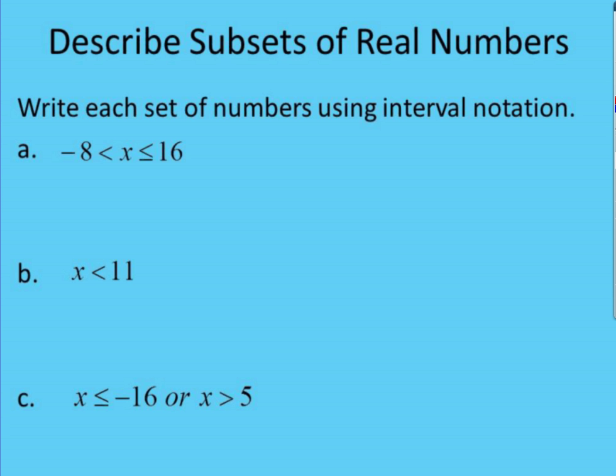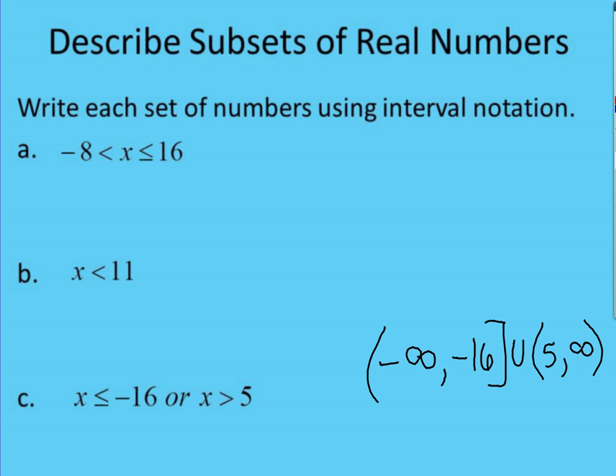On part C, we have two different sets. There's an or in the middle of it. Our first interval is going to be less than or equal to negative 16. It has that equal to part, so it is going to be a square bracket. And then we also have the part where x is greater than 5. We're going to have to use that symbol for or in between the two intervals.